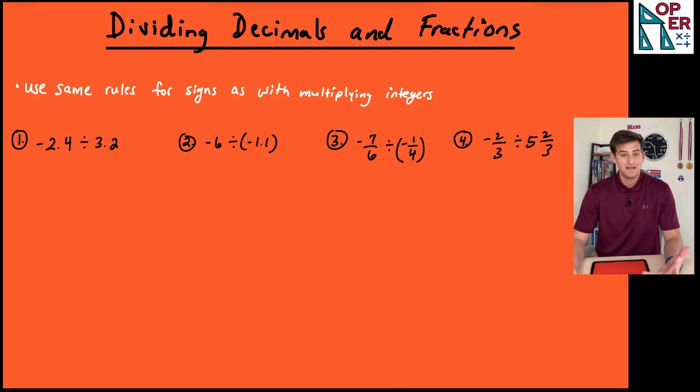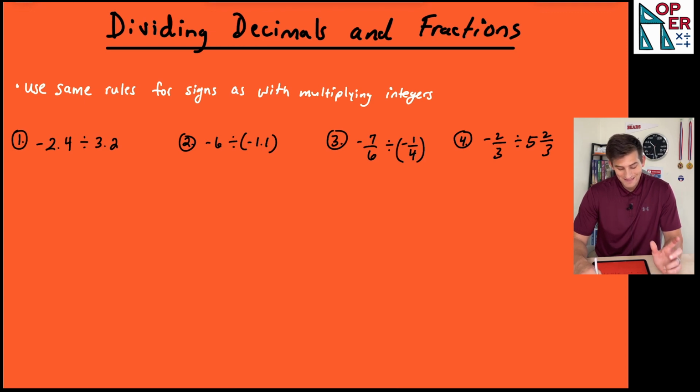Let's talk about how we can divide some decimals and fractions. Well, our rules for the signs on this is the same as our rules for when we're dividing integers. If we have two positives or two negatives, then our answer will be positive. And if we have one positive and one negative, our answer will be negative. Okay, so let's jump right in.